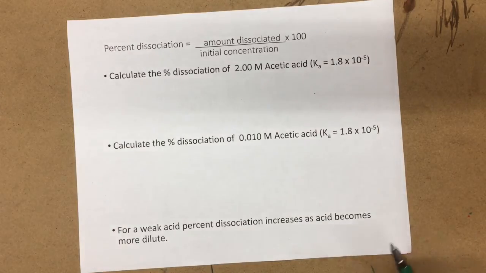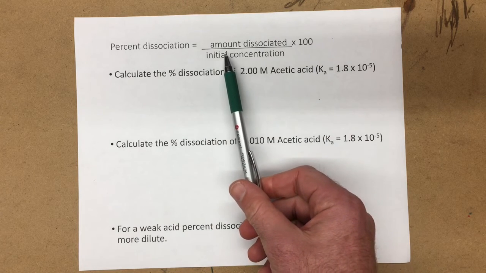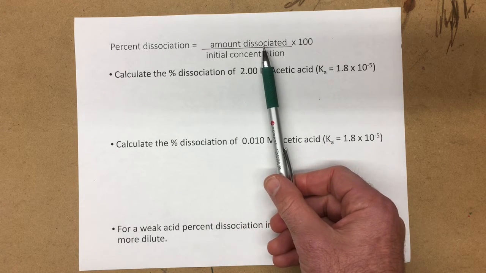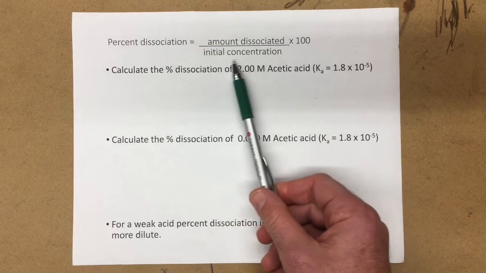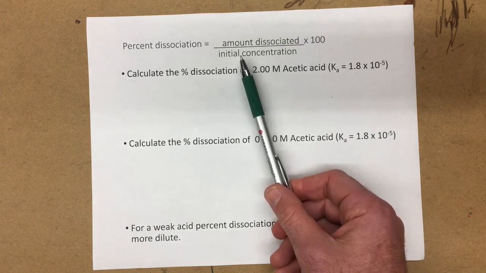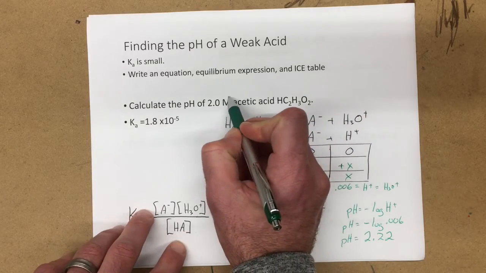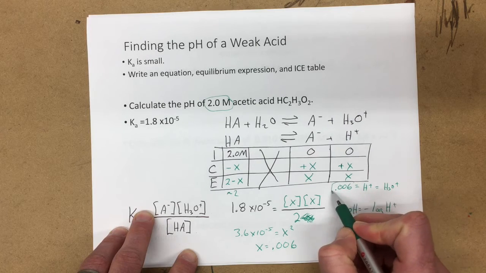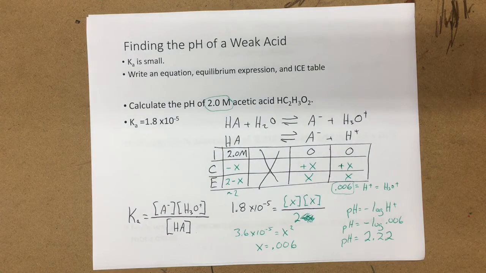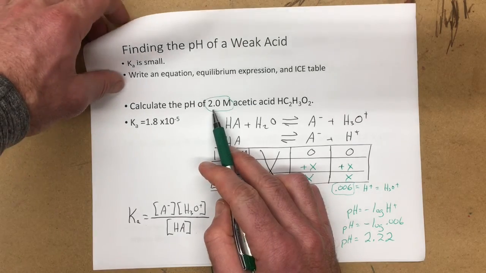The second kind of question that you might see will be about percent dissociation. So what does percent dissociation mean? It means the amount that's actually dissociated, so the amount of the acid that becomes the products, the hydrogen ion and the conjugate base, versus what the initial concentration of the acid was. So if we look back at our previous example, we see that our original acid was 2 molar, and in the end, only 0.006 molar for the hydrogen ion. So a very small amount of it dissociated compared to its original concentration.